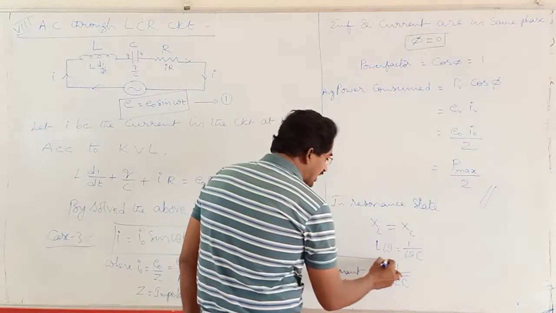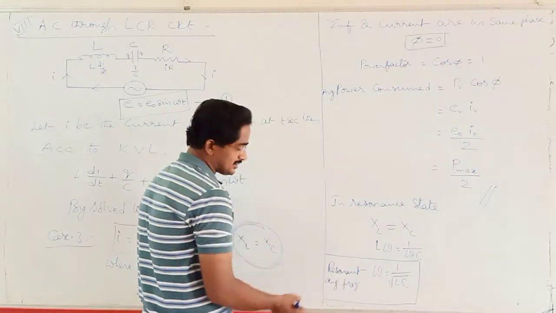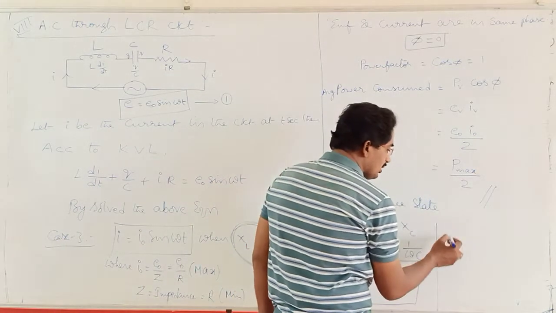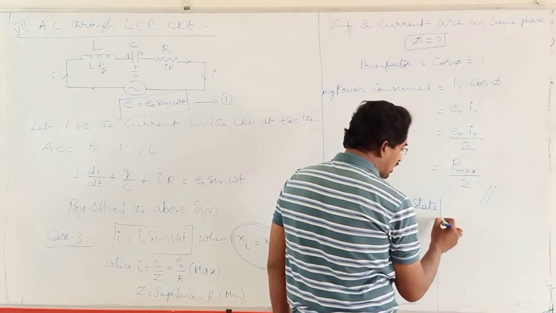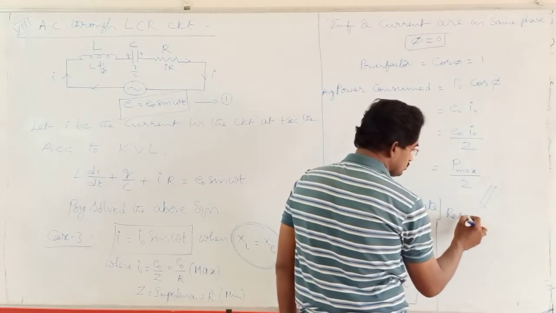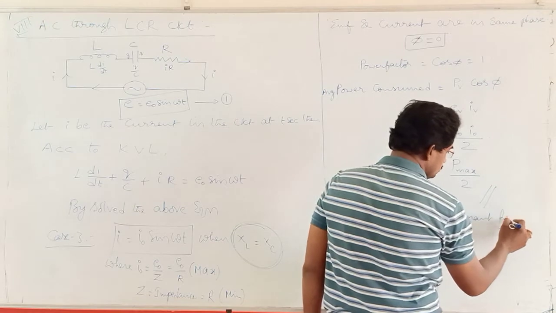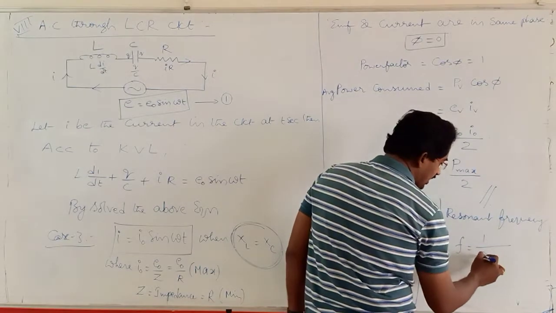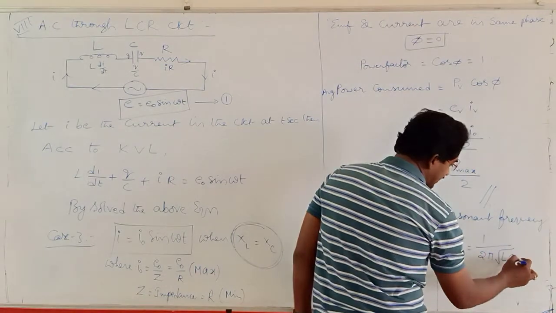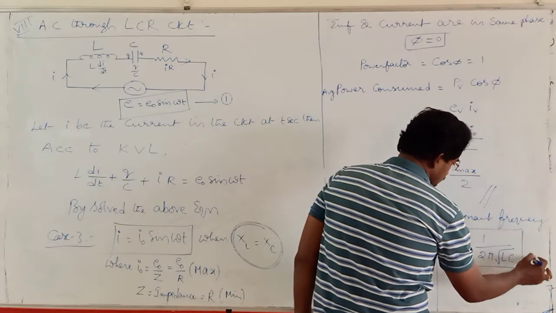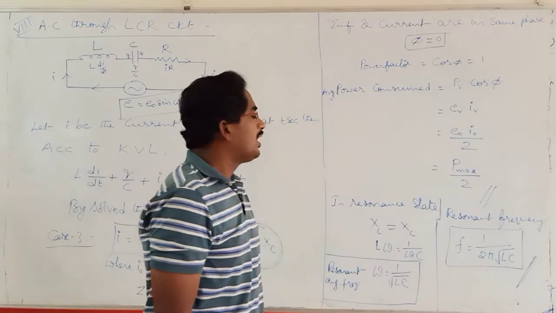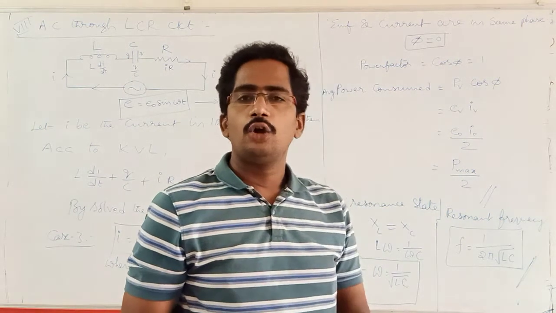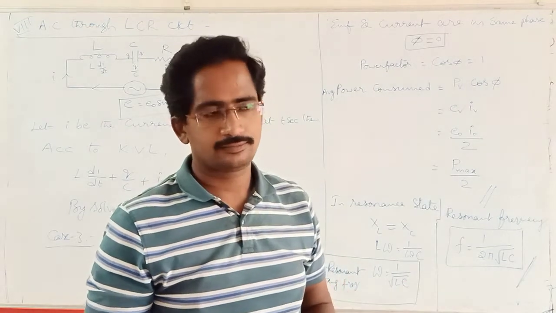That is the resonant angular frequency formula. And what about the resonant frequency? Resonant frequency F equal to 1 by 2 pi root LC. Do remember all these points.